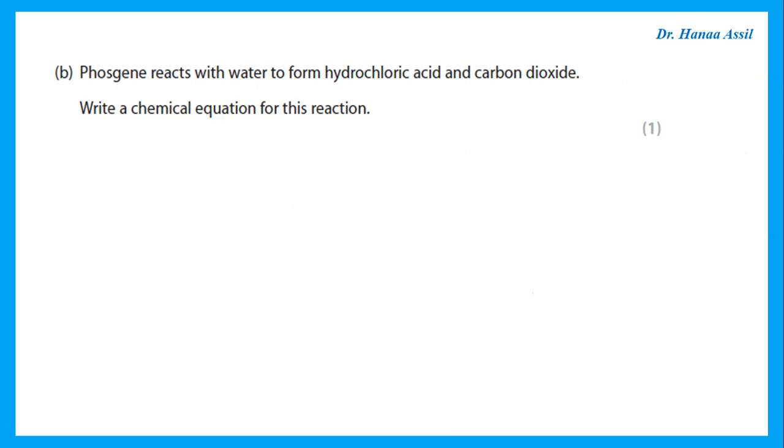Phosgene reacts with water to form hydrochloric acid and carbon dioxide. Write a chemical equation. Again, he already gives me the formula of phosgene, COCl2. And you're reacting it with water, and he tells me it gives hydrochloric acid plus carbon dioxide.